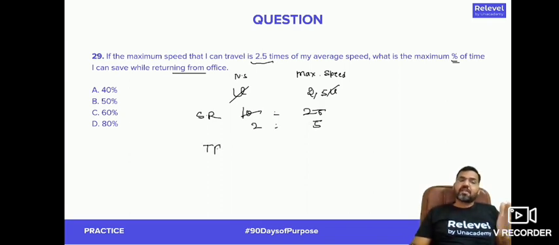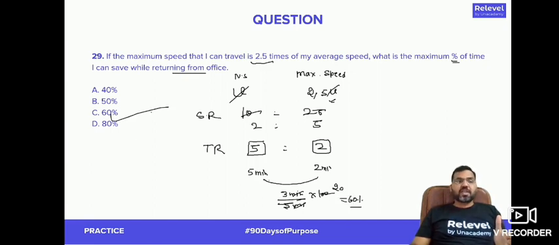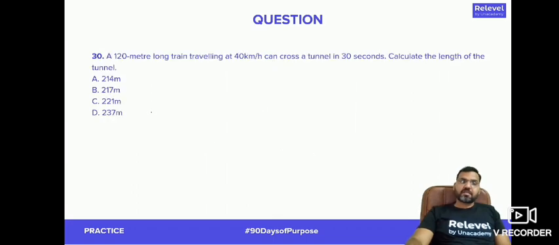Then to travel the same distance, time ratio can be 5 ratio 2. That means if I'm traveling the distance in 5 minutes at my normal speed, then if I increase my speed to 2.5 times of my normal speed, that same distance will be traveled in 2 minutes. So in this process, you can see that maximum I can save 3 minutes out of every 5 minutes, which in terms of percentage is equal to 60%. The maximum percentage of time I can save is 60%. C is the correct answer.